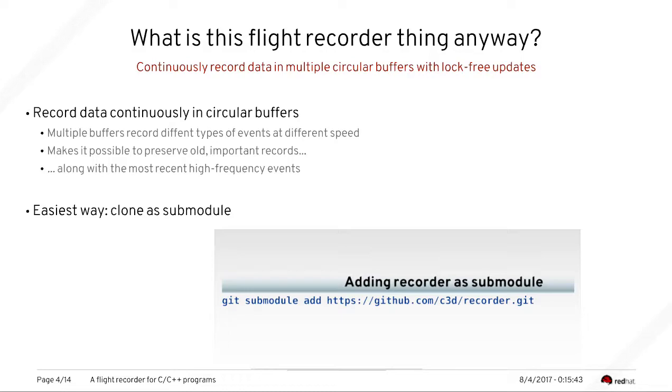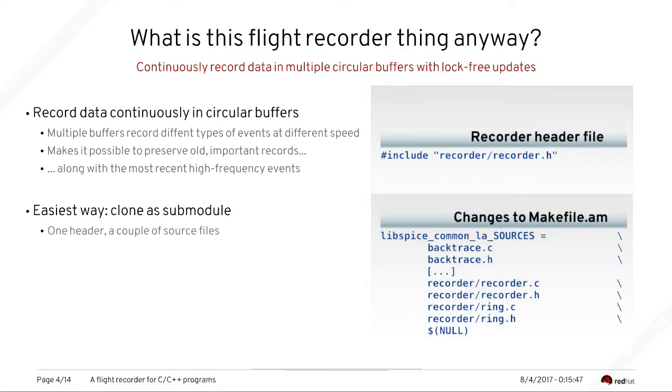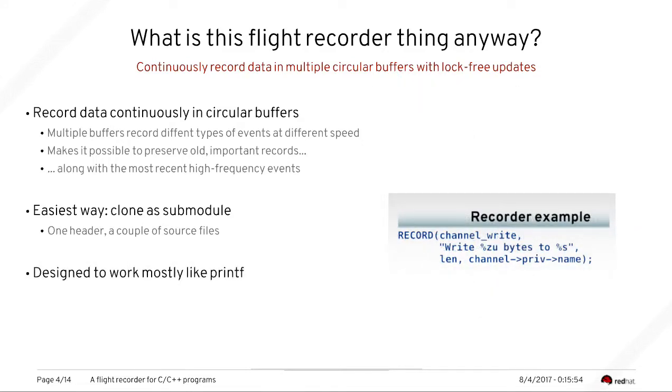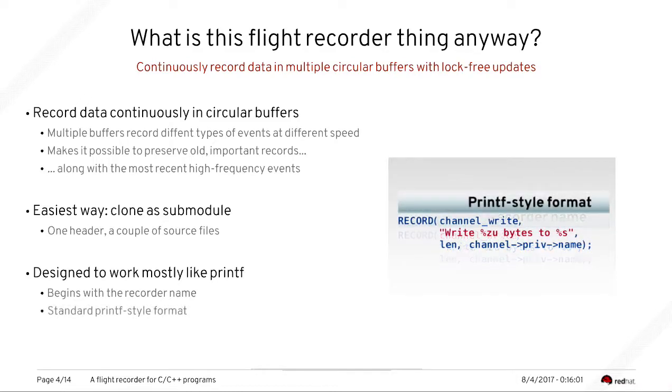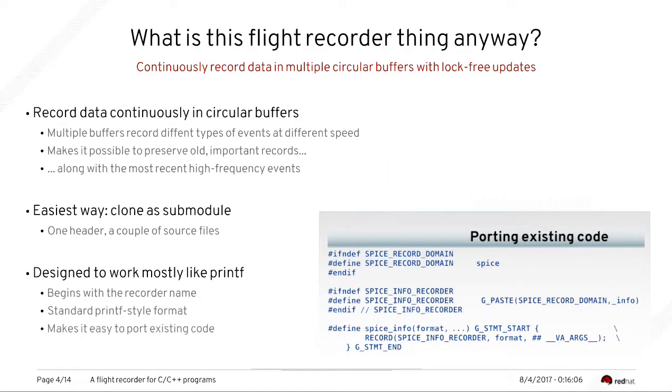So how do you use that project? Well, the easiest way is to clone it as a submodule, and then you have one header, recorder.h, and a couple of C files, recorder.c and ring.c. It's designed to work mostly like printf. The record statement begins with the recorder name, and then it's followed by a standard printf style format. That makes it easy to port existing code. Here's an example where the existing SPICE_INFO macro in Spice was rewritten to use the record statements.